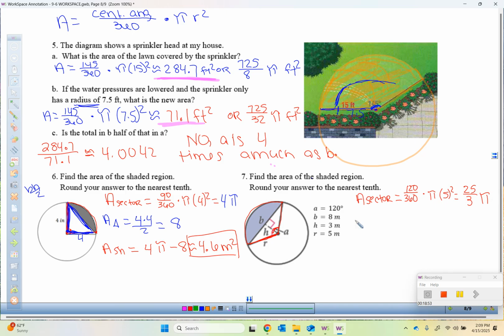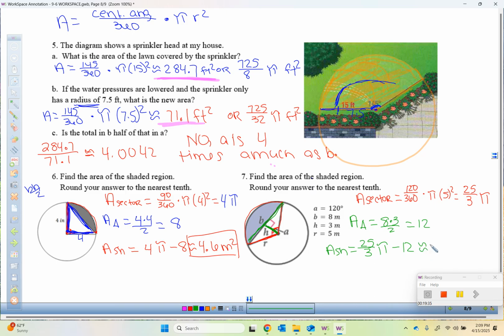Okay, so let's find the area of the triangle then. And remember, what was the formula for area of the triangle? Base times height divided by 2. So my base of it, if you notice, is here, because that's what's perpendicular with my height. So what's my base? It gives it to me right here. 8. What's my height? 3. So the area of my triangle is 12. So to find the area of the shaded part, it's simply this, 25 over 3 pi minus 12.